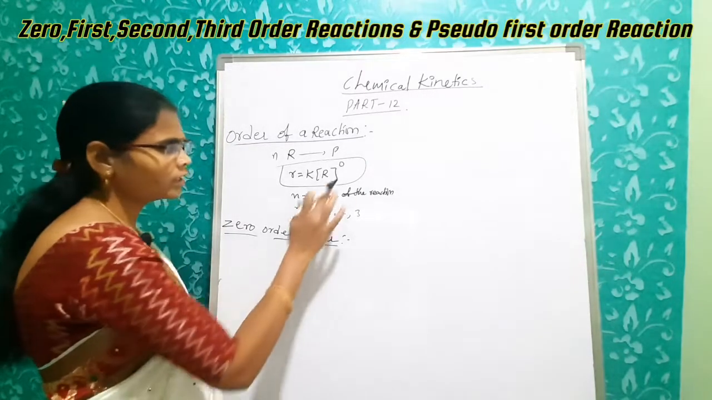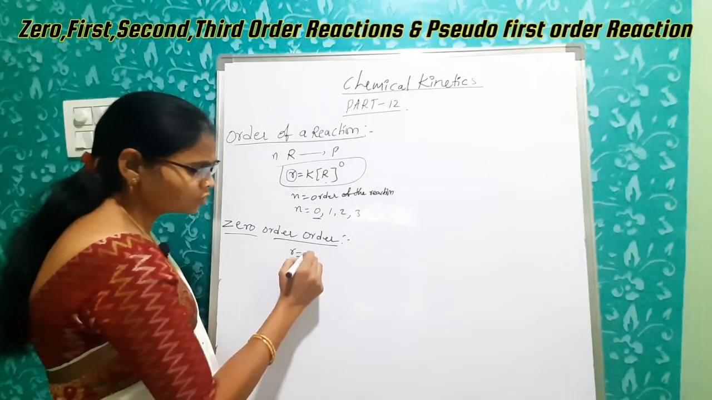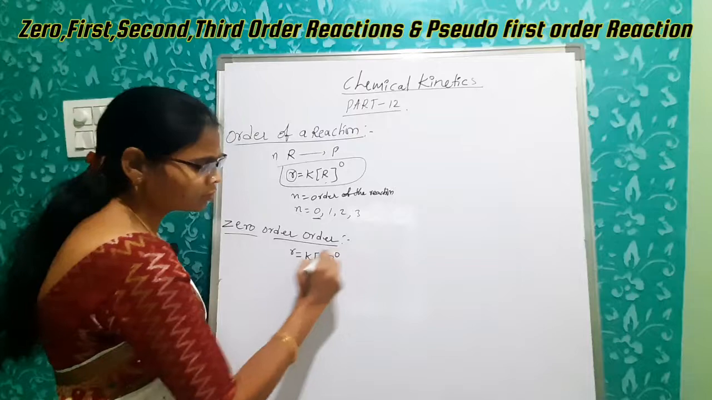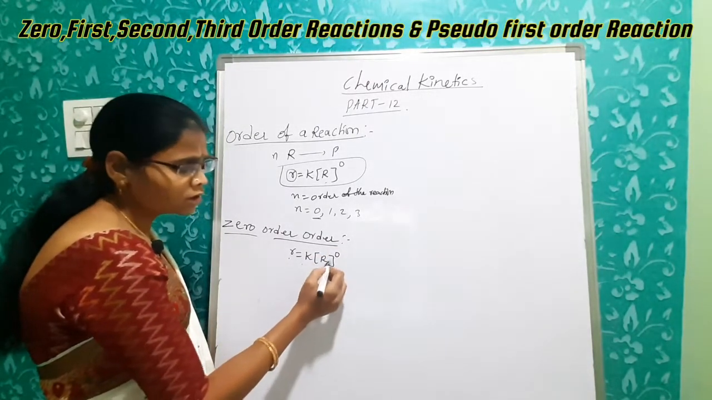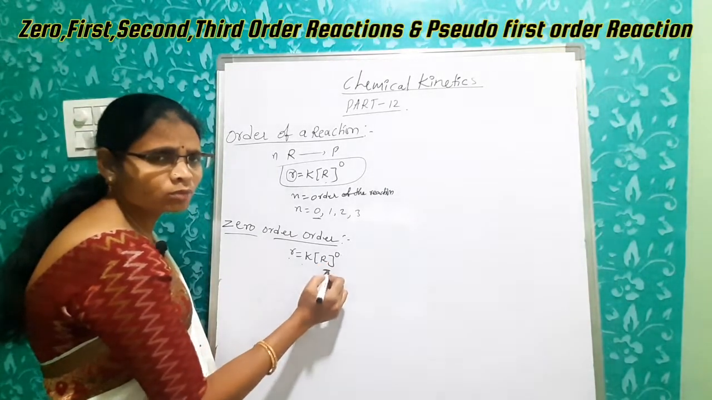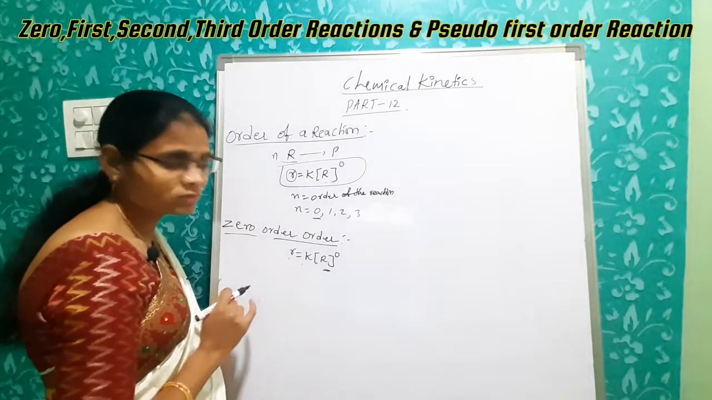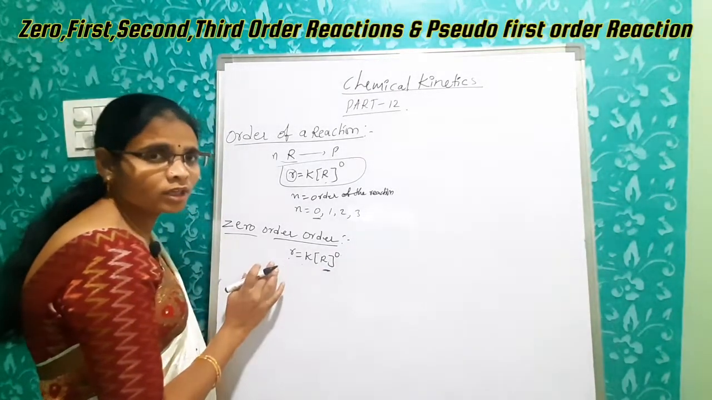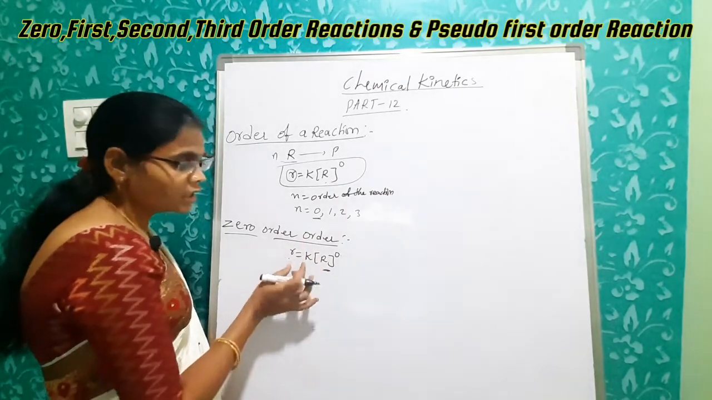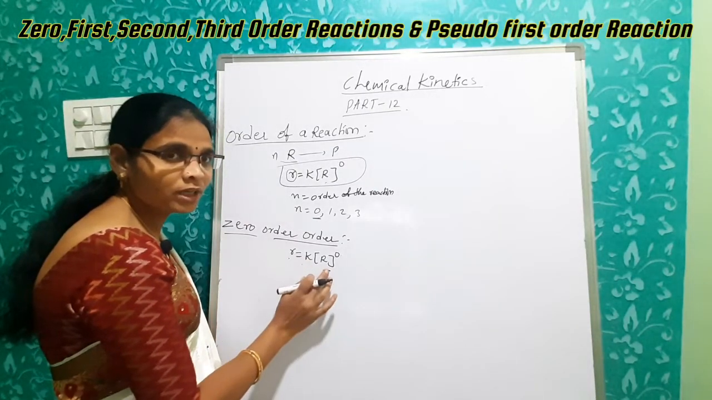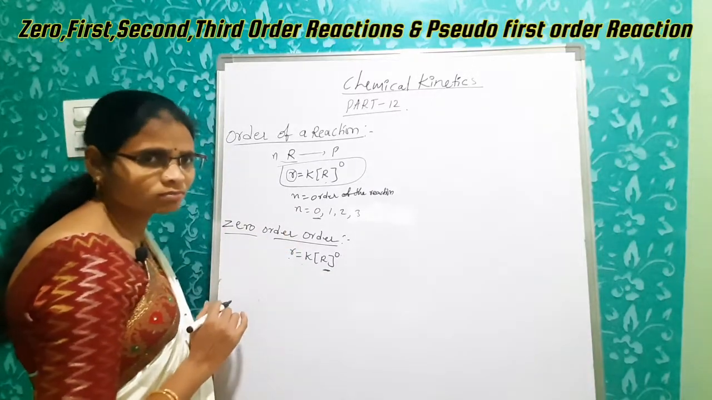What I am trying to say here: the rate of the reaction, write down again, R is equal to K into concentration of R power 0. Rate of the reaction is directly proportional to the 0th power of the concentration term of the reactants, said to be a 0 order reaction. 0 power means the speed of the reaction does not depend on the concentration of the reactants. Simply, rate of the reaction independent of the concentration term of the reactant is said to be a 0 order reaction.